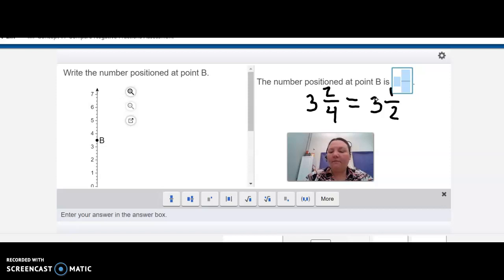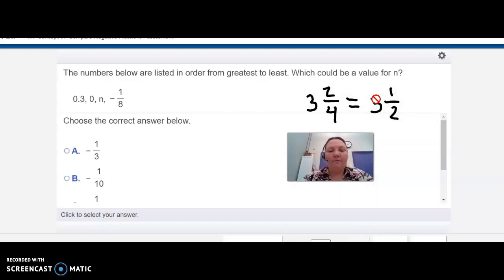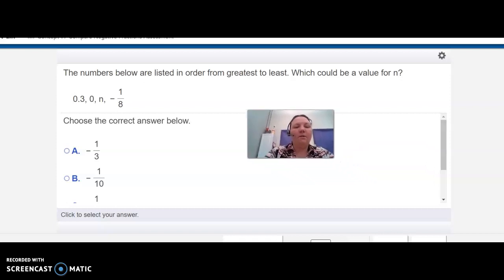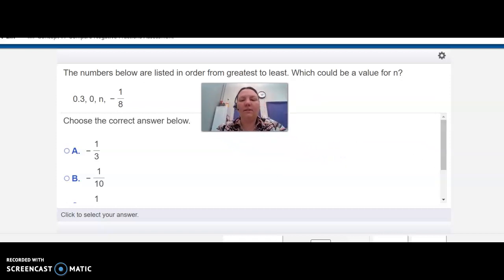All right, I think I have time for one more before my time runs out on this recording. And this is a good one to look at. Let me clear that old ink so it's not distracting to us. So the numbers below are listed in order from greatest to least. Which answer could be a value for n? So from greatest to least, we're thinking in reverse. We're going on our number line.